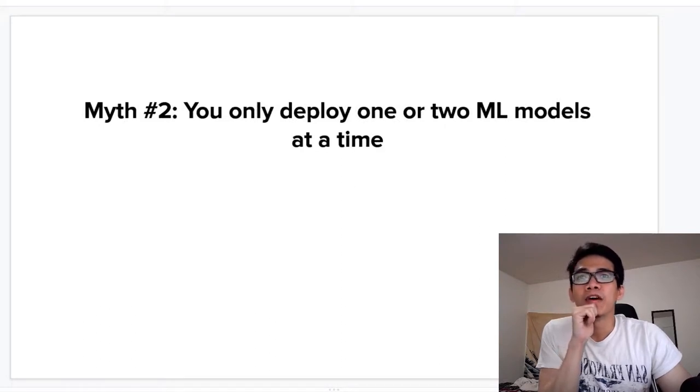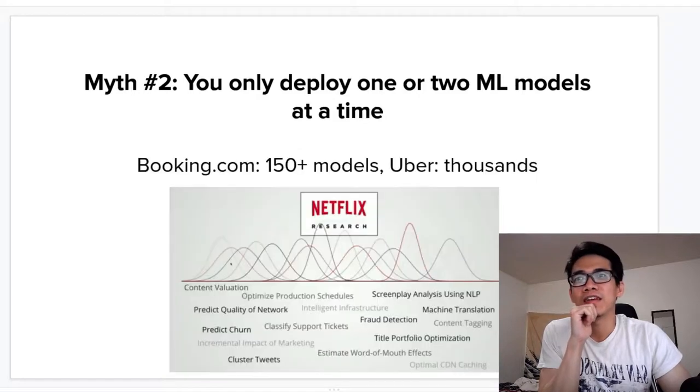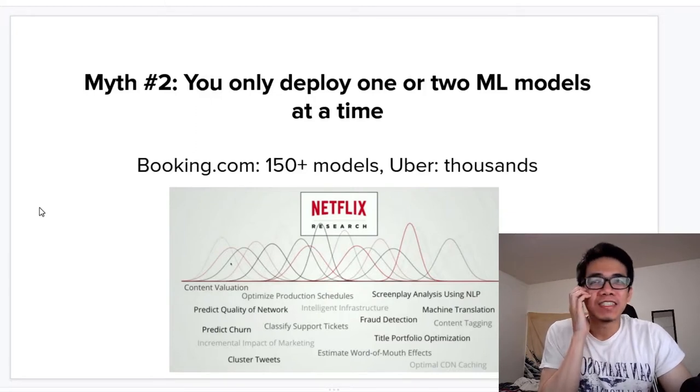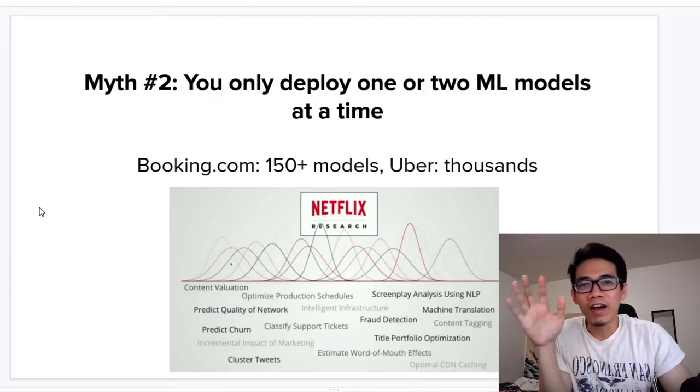You only deploy one or two ML models at a time. Okay? Booking.com, 150 models, over 1,000 models. This is kind of misleading. Okay, you are deploying one or two models at a time.